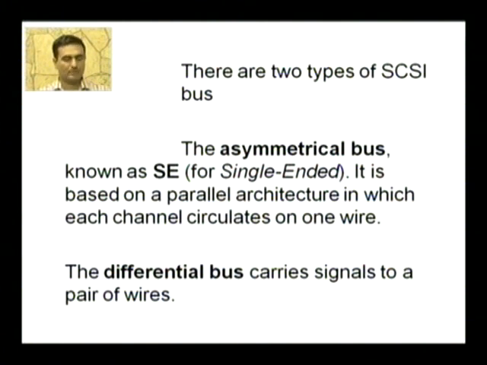The differential bus carries signals over a pair of wires. The information is coded by the difference between the two wires in order to offset electromagnetic disturbances, which allows a considerable cabling distance. Generally speaking, there are two modes in the differential bus. The first one is low voltage differential, based on 3.3 volts, and the second one is high voltage differential, based on a 5 volt signal. So there are two modes for the differential bus: low voltage differential and high voltage differential.